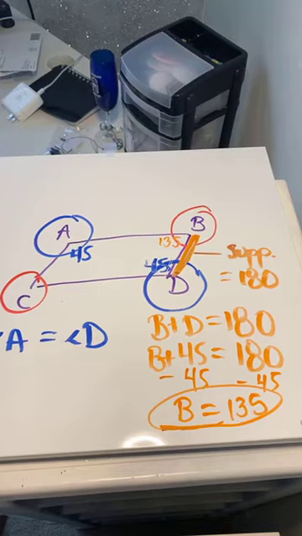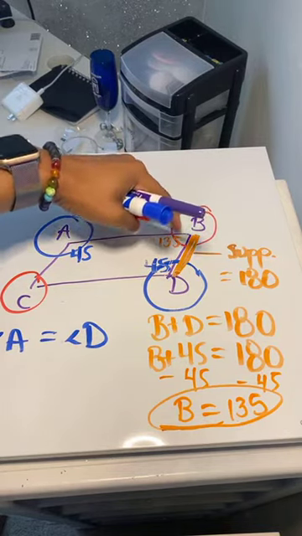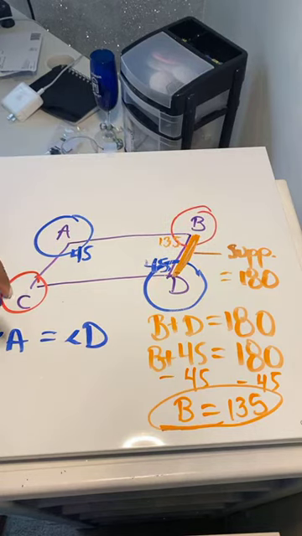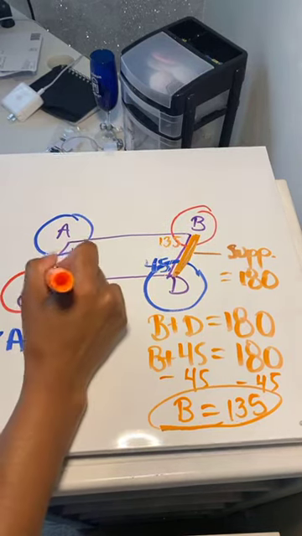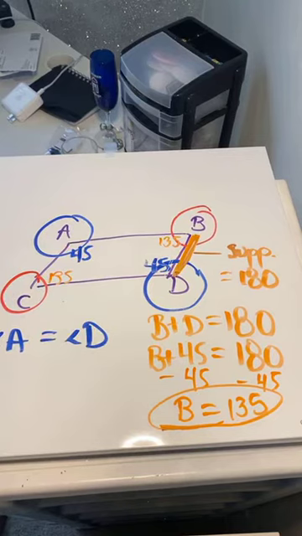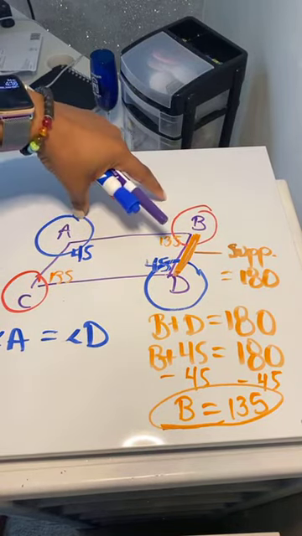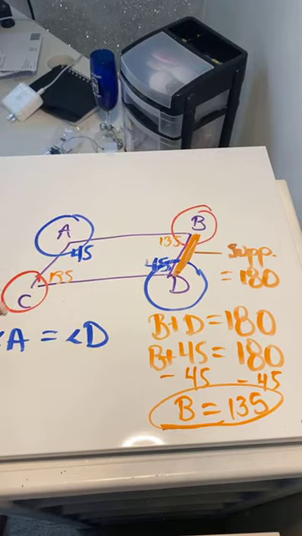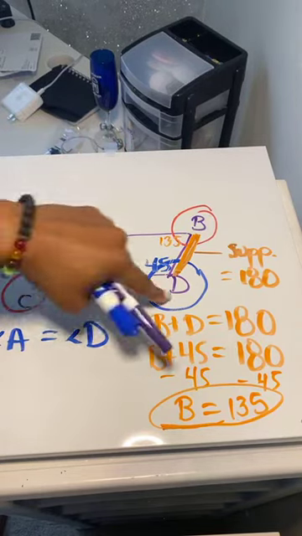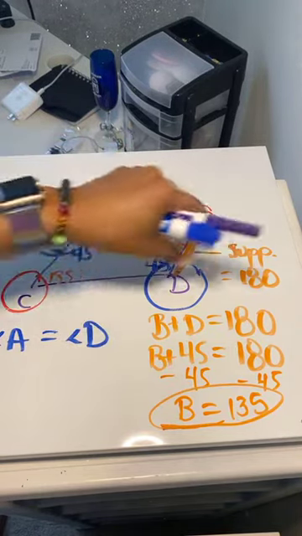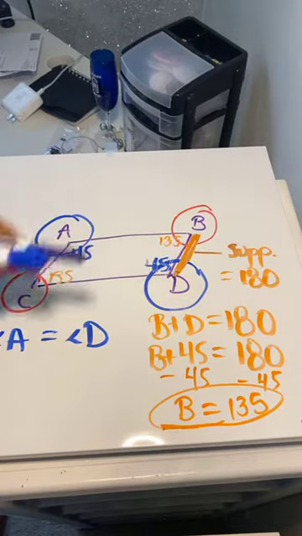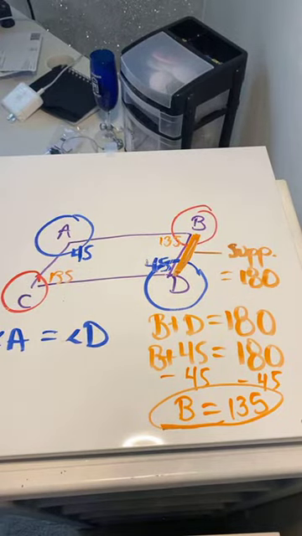Now, if B is 135, since B is opposite of C, C is also 135. So if I add A plus B together, I'm going to get 180. If I add A plus C, I'm going to get 180. C plus D, 180. B and D, 180. And then the opposites are congruent. That's all you need to know about parallelograms. We'll do another example like this, though.